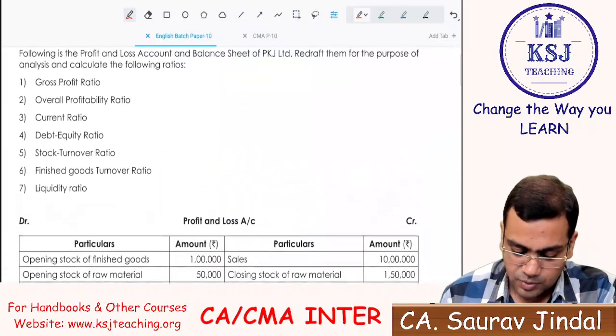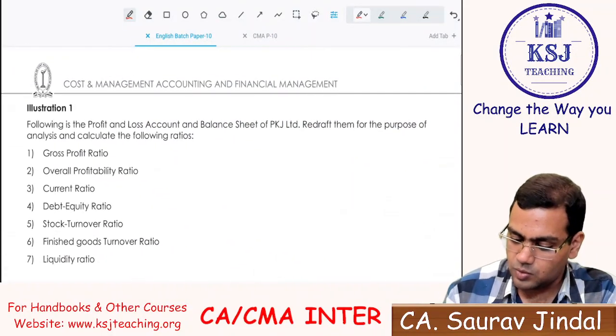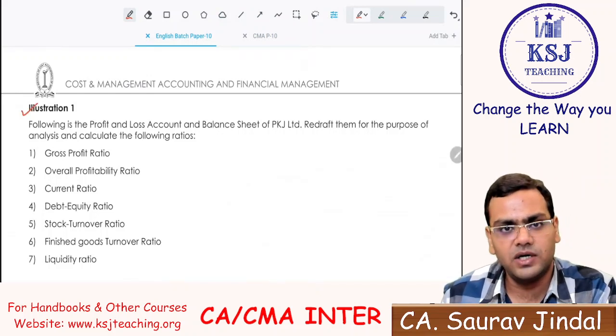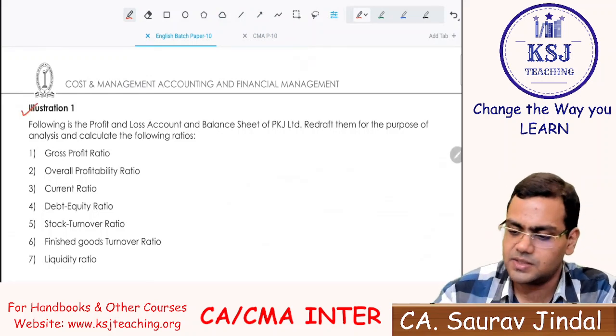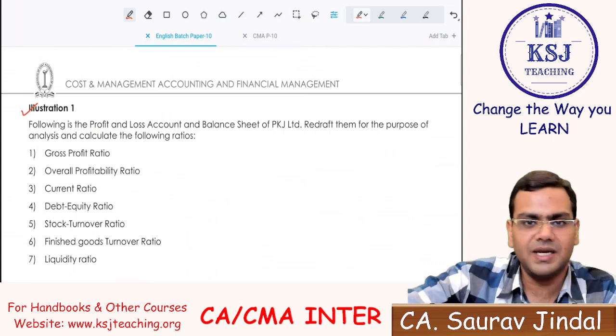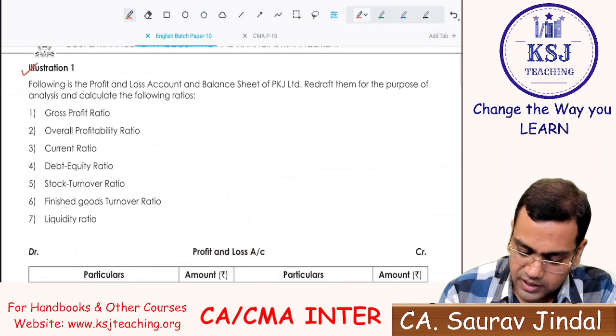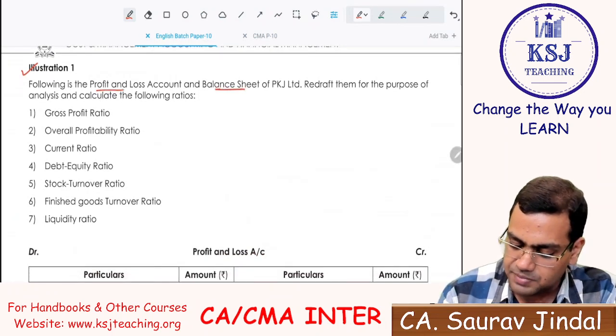Okay, let's start with illustration number 1. In total we have 10 illustrations. We'll try to cover 4 or 5 illustrations in this part, because we are keeping it to 30 minutes a lecture, and the rest we'll cover in the next video. The following is the profit and loss account and the balance sheet of PKG Limited.